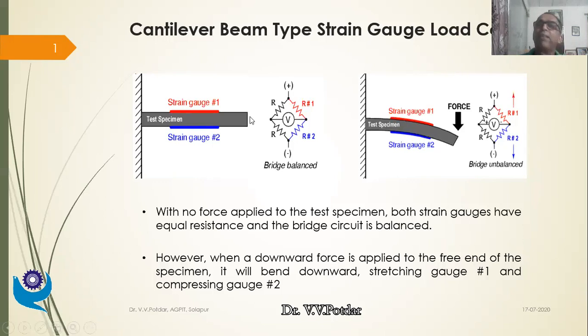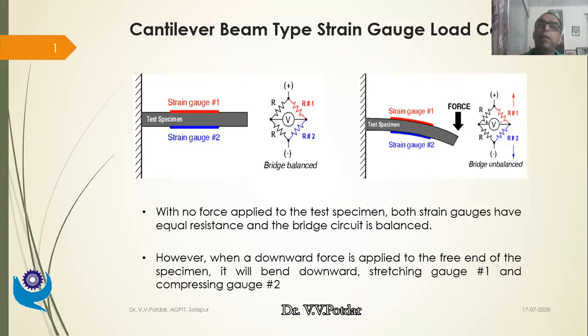1 by 12 b into t cubed is the I value. And what is the y value? Y value is t by 2. So ultimately what will happen?